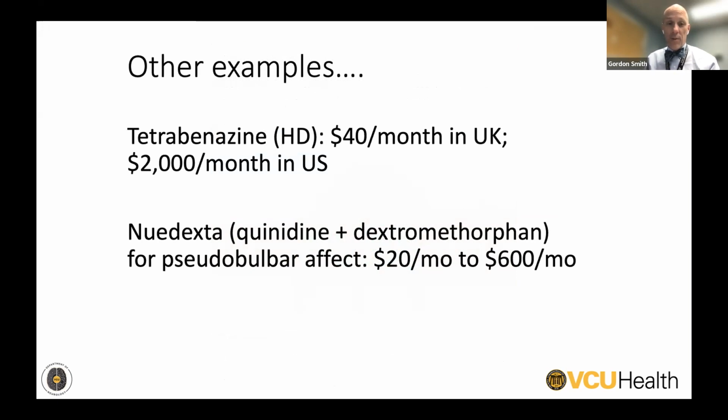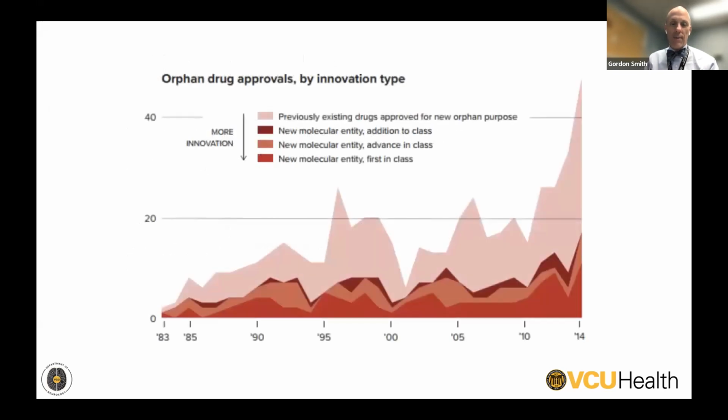There are lots of examples of this, just a couple that will be familiar to all of you from the neurology space. Tetrabenazine, which will come up again: $40 a month prior to the approval. We would, at the time, ship this in from the UK. Now $2,000 a month, probably more now. Nuedexta, cheap quinidine and dextromethorphan, $600 a month, and there are multiple other examples of that.